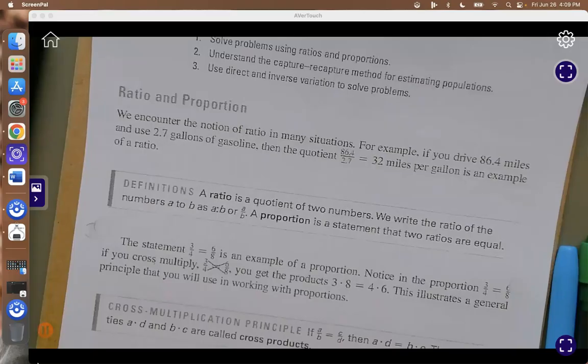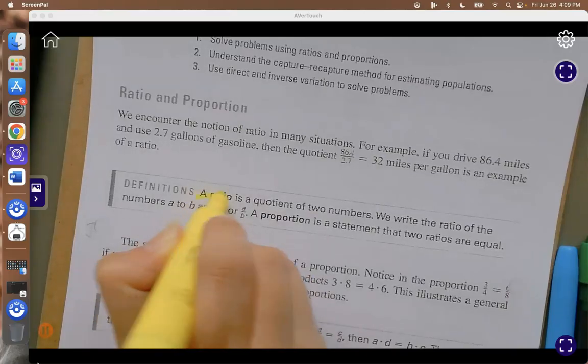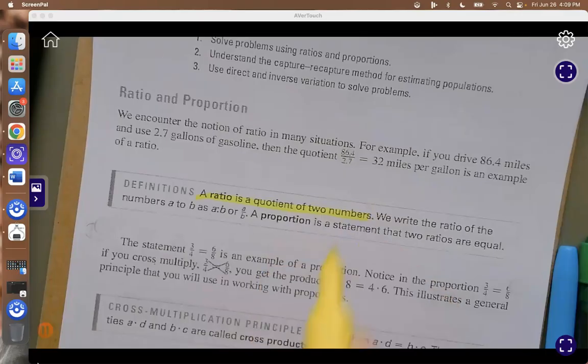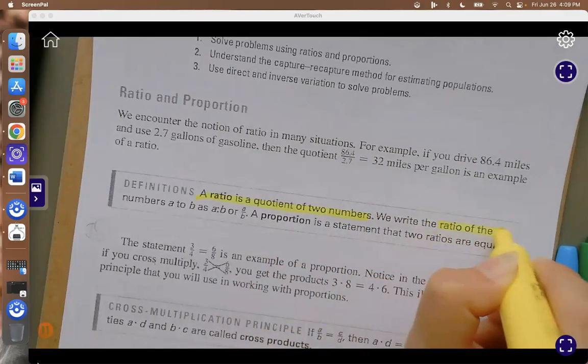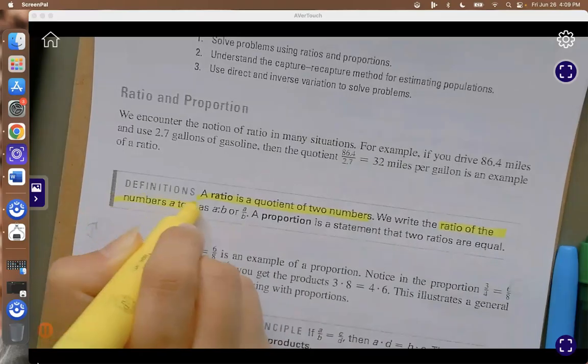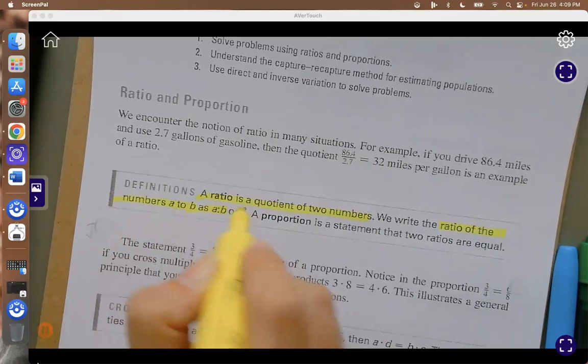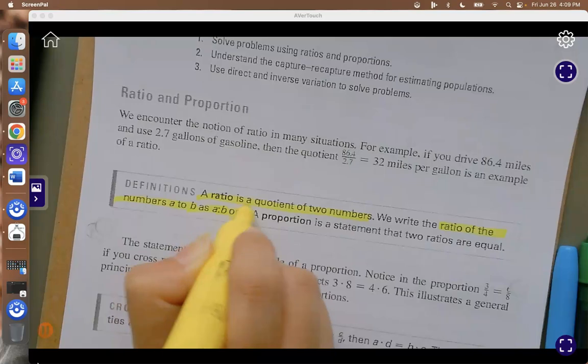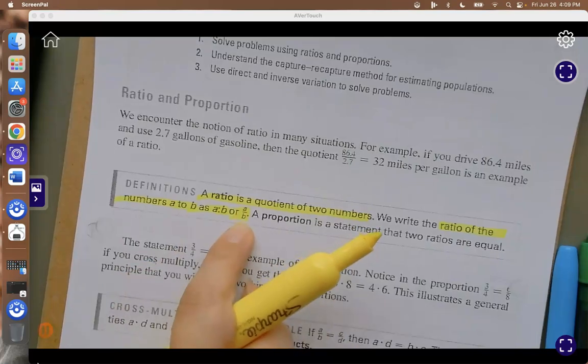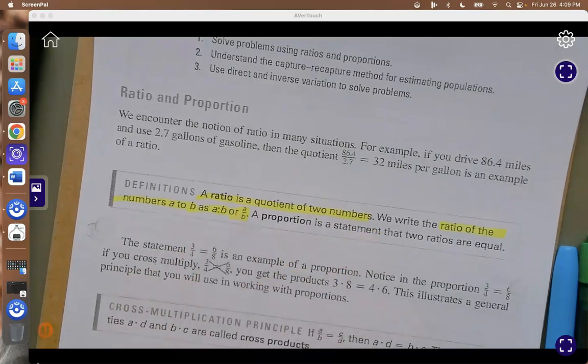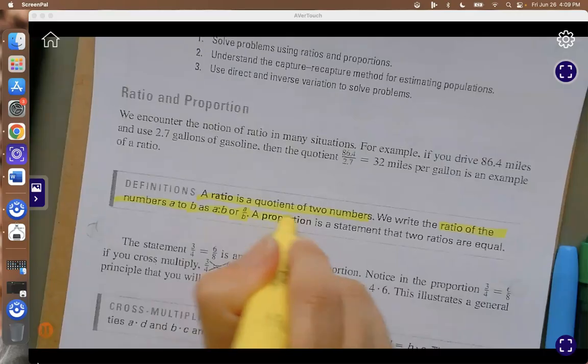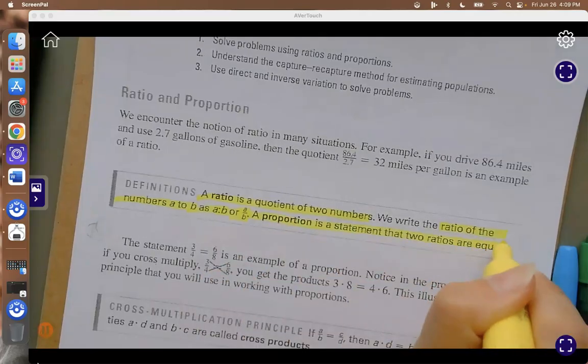A ratio is a quotient of two numbers, and you can write a ratio as A to B, A:B, or A over B. Now that we're all big and grown up, this is the way we usually write a ratio. A proportion is a statement that two ratios are equal.